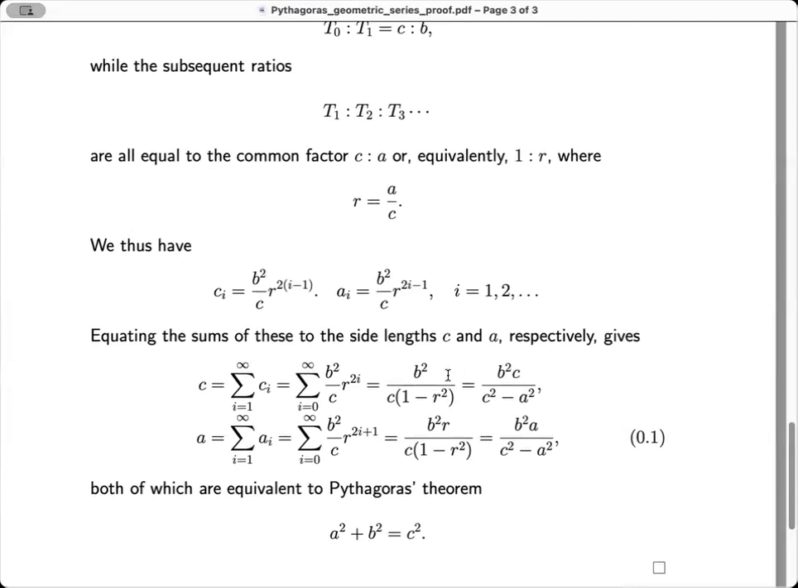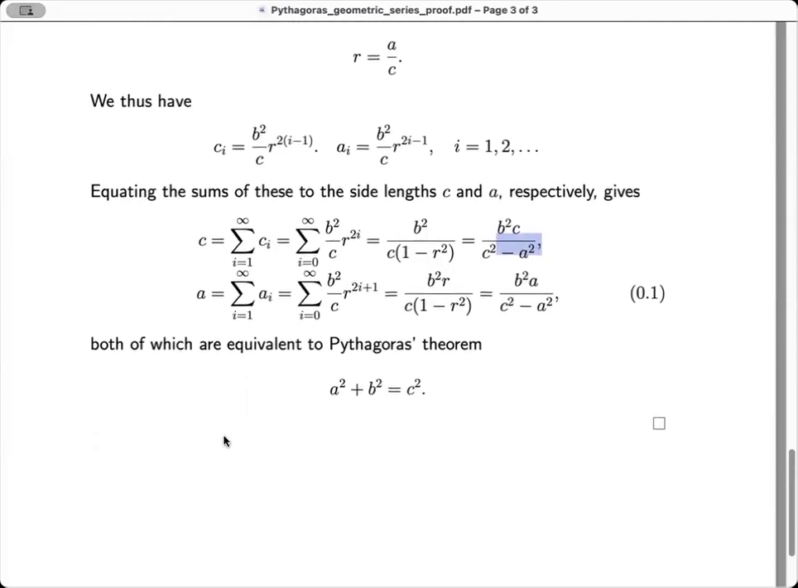So the total expression is b squared over c times 1 minus r squared. We can simplify that a little bit by using the fact that r is a over c, so we substitute a over c in here, multiply through by c squared, and cancel common factors, and we get this as the answer, b squared c over c squared minus a squared. And that must equal c.